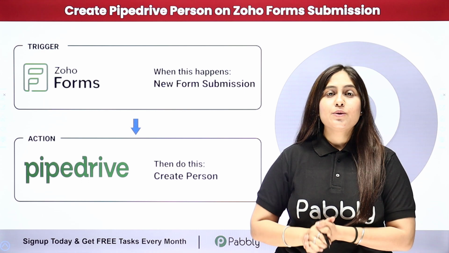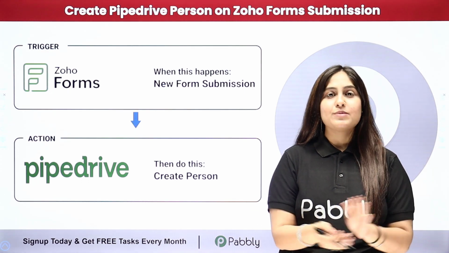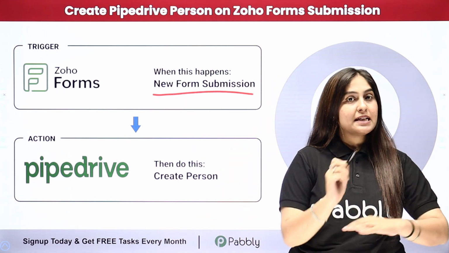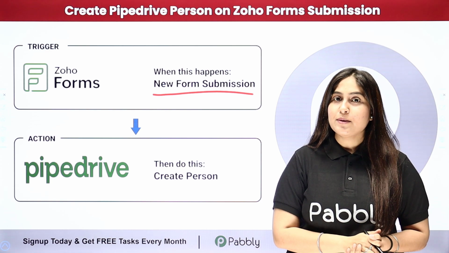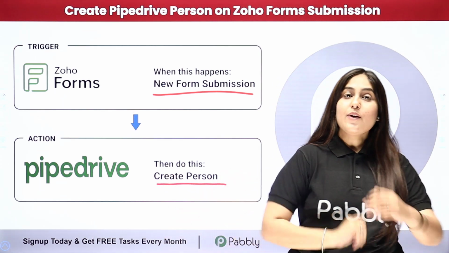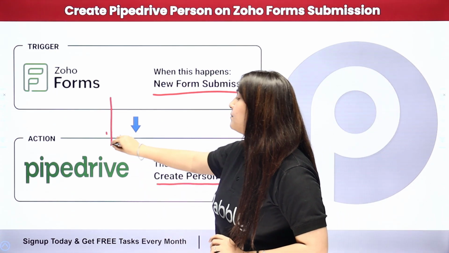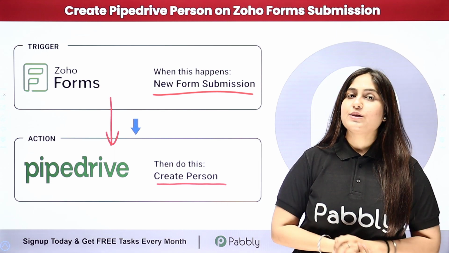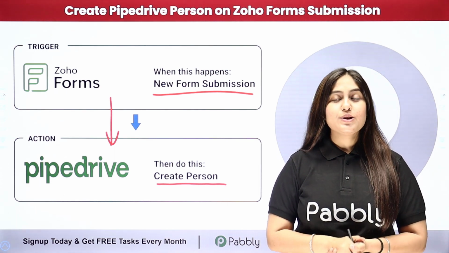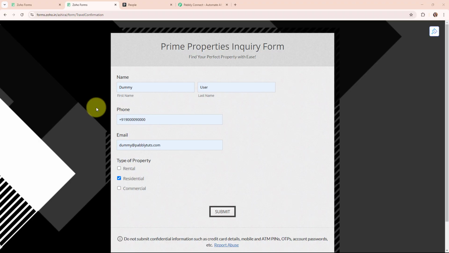So here I've created an inquiry form for my real estate business using Zoho Forms, and here my objective is that whenever I receive a new form submission, then automatically the person who has made the form submission should be created as a new person in my Pipedrive account. So now here to automate the entire process, I need to connect my Zoho Forms with my Pipedrive account using an automation software named Pabbly Connect. So to see the working of this automation and to learn this process step by step, let me take you to my screen. Welcome to my screen.